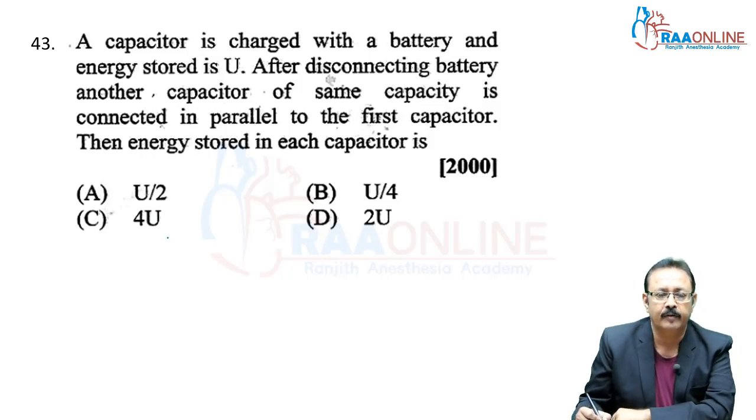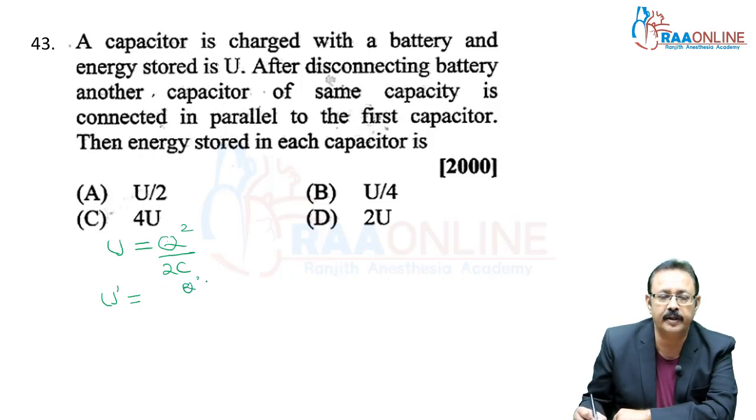I am writing what the energy was initially. In terms of Q, it was Q square by 2C. With each capacitor, what energy is now associated? Charge will become Q by 2, so its square is Q square by 4, from the formula over 2C. What was in the previous case? 1/4 of that means U by 4. So we are going with B.